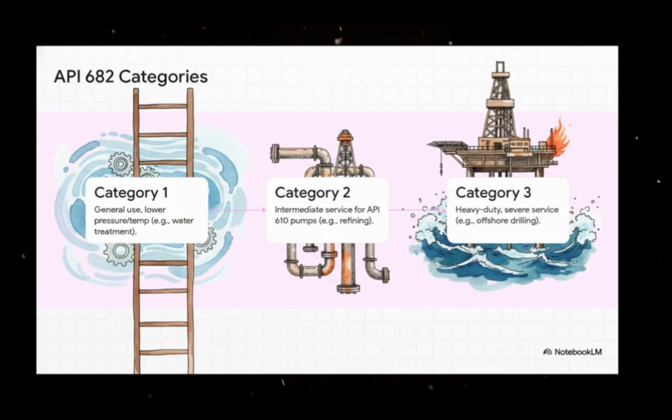Let's listen. And you can think of it like a ladder of severity. At the bottom rung, you've got Category 1. That's for your everyday stuff, lower pressures, like in water treatment. Then you climb up to Category 2 for the tougher service you'd see in a chemical plant or a refinery. And at the very top, you've got Category 3. This is for the most severe, high-stakes jobs out there, like high-pressure offshore drilling. It's a brilliant system, really. It just makes sure the toughest jobs get the toughest seals.